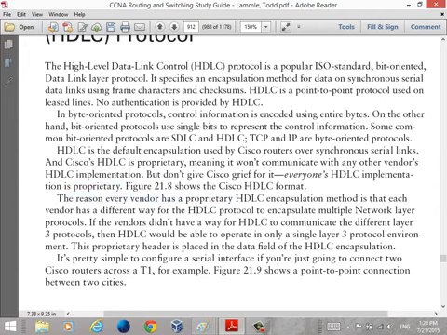The reason every vendor has a proprietary SDLC encapsulation method is that each vendor has a different way for the SDLC protocol to encapsulate multiple network layer protocols. Next slide. If the vendors didn't have a way for SDLC to communicate the different layer 3 protocols, then SDLC would be able to operate in only a single layer 3 protocol environment. This proprietary header is placed in the data field of the SDLC encapsulation.